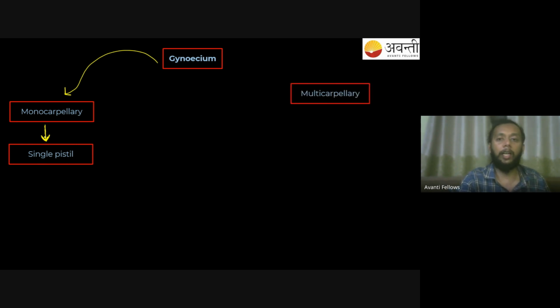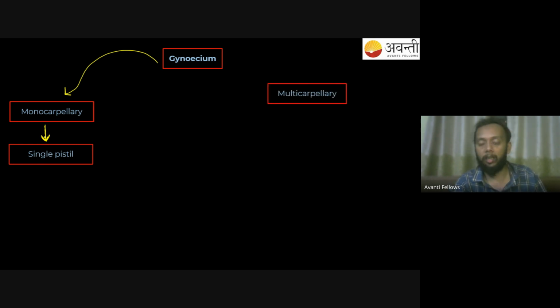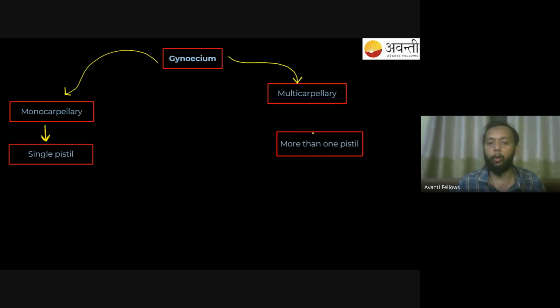Now, if you have a condition where you have multiple pistils, एक pistil नहीं है, ऐसे 7-8 pistil वहां पे लगे हुए हैं. In a single flower, if you have more than one pistil or multiple carpels, then that is called multicarpellary. Sometimes a flower has only one pistil, sometimes 4, 5, 6 pistils. So you have two terms for that: monocarpellary and multicarpellary. These are the two terms you have to know first of all, right?